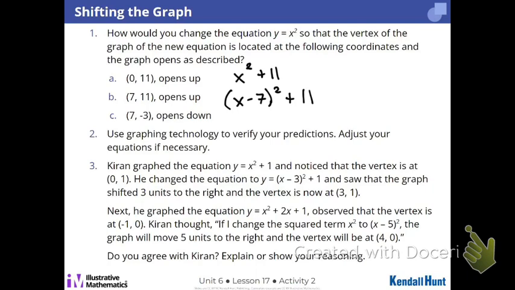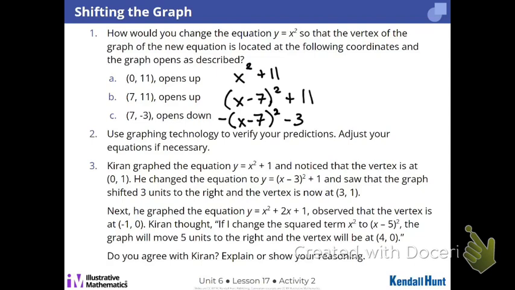The only difference for C is it needs to open down, so it needs to be negative. I still need to shift 7 right. And then my y-intercept, or my y-axis, I said that wrong twice now. My vertex has a y value of negative 3. So those are my 3 equations that match the vertex needed and the direction it's pointing.